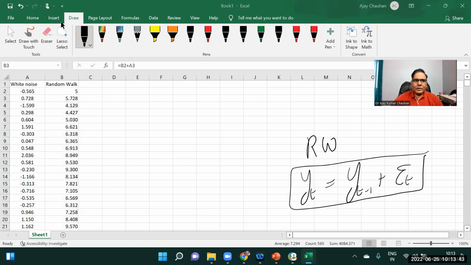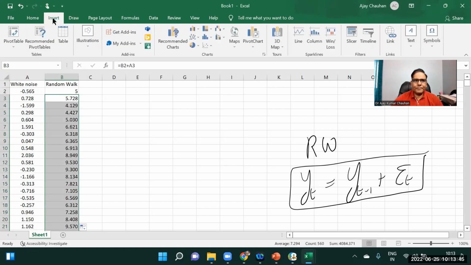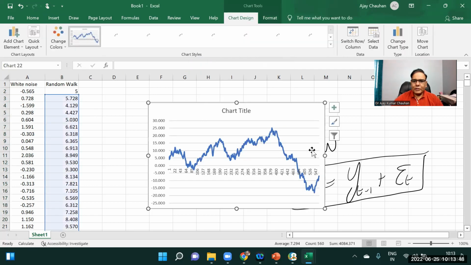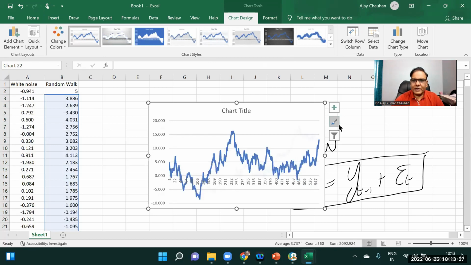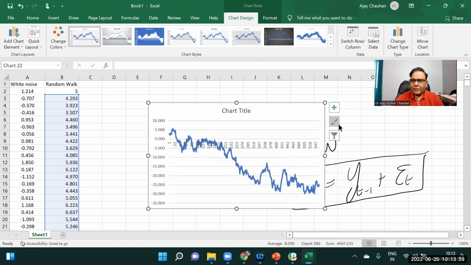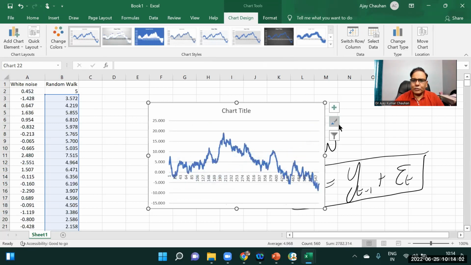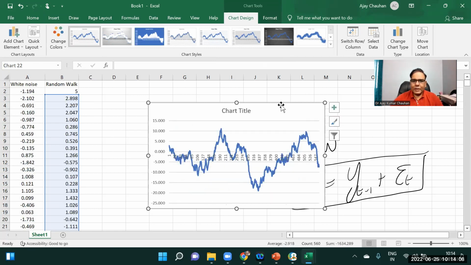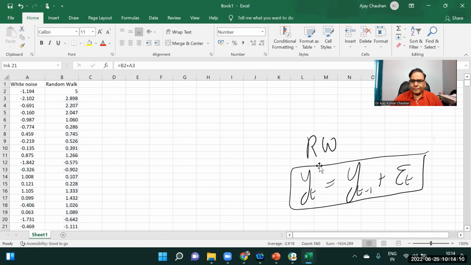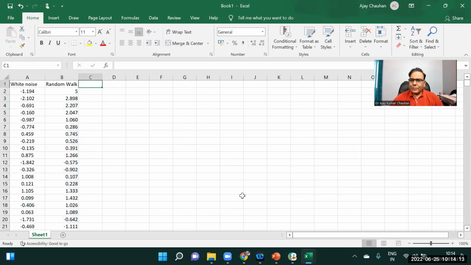So let's see how it looks. You can see that this is a random movement. If you press F9, you can generate different simulations of our random walk. So these are the different possible movements of a random walk. I hope the random walk is clear. Okay, now I'm going to show you the other series, random walk with drift, with small momentum.